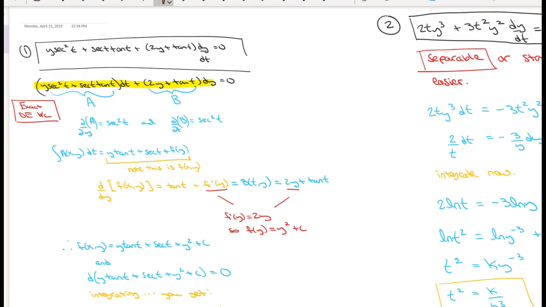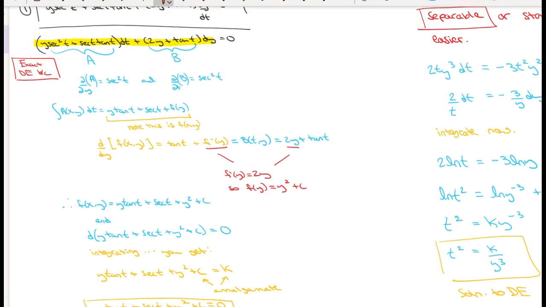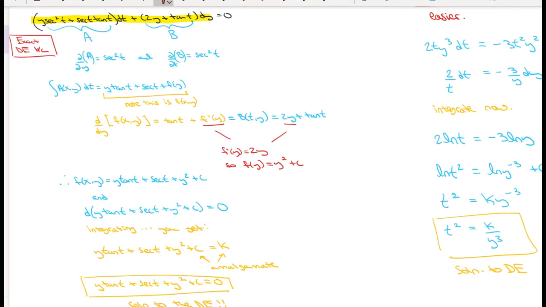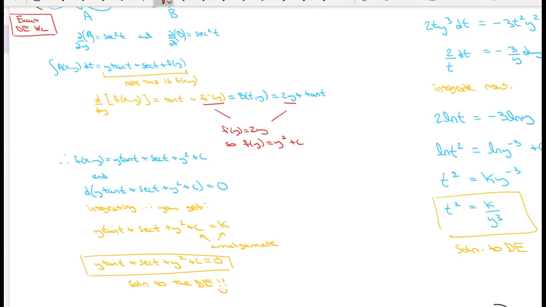You find f prime of y, therefore f of xy is this right here, and here we have the total differential. So this yellow part is the total differential of this, and then integrate both sides, you get right here. And these two constants you can obviously amalgamate, which means to combine. And there is your solution to the DiffyQ.